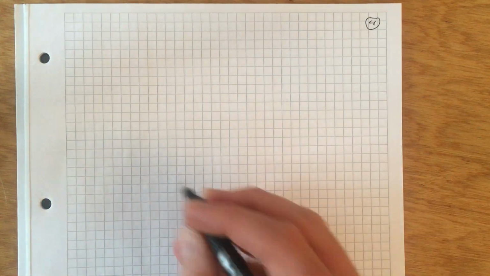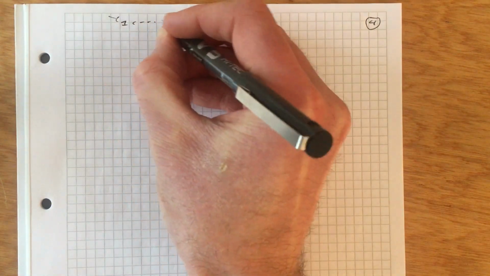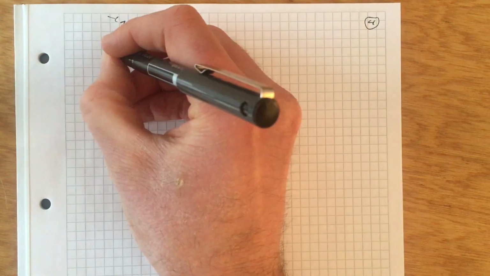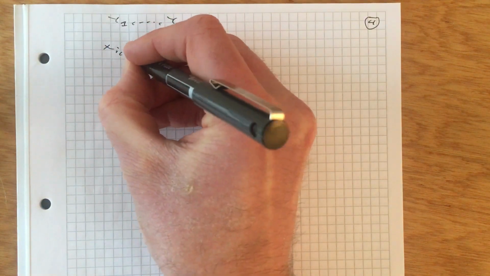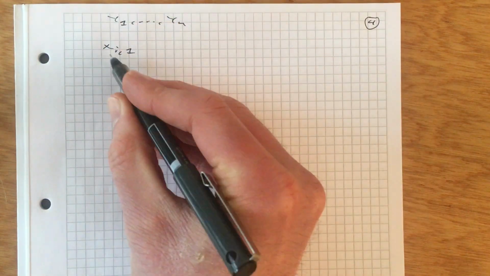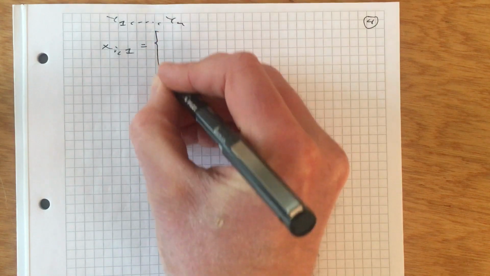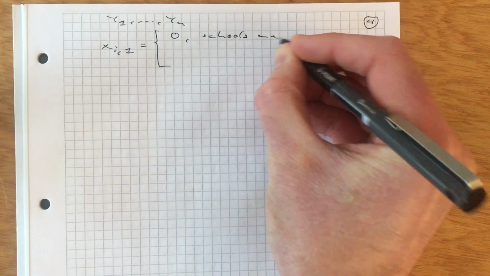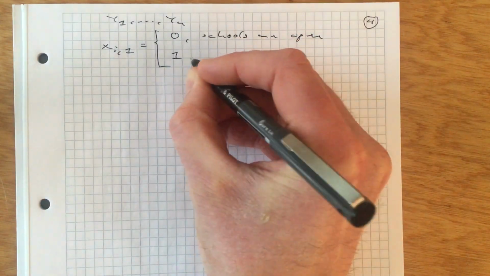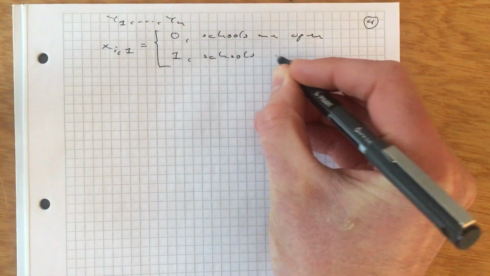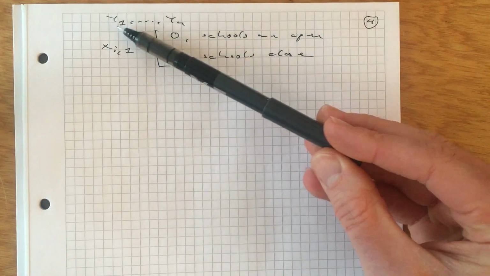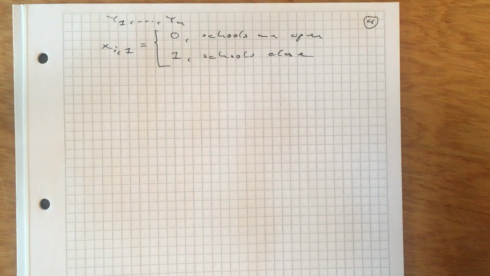So let's be more clear. So here are y1 up to yn, which are still the share of infected people in the given country, and now we'll call this indicator for school closing xi1. So it still takes the value 0 if schools are open, and the value 1 if schools were closed in the period of time over which we recorded these Ys.